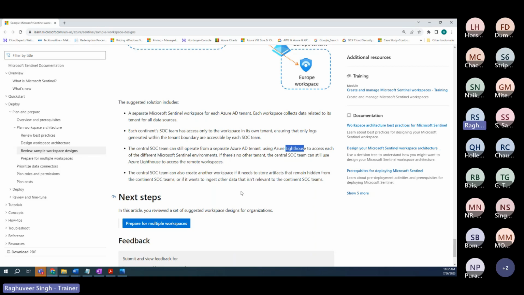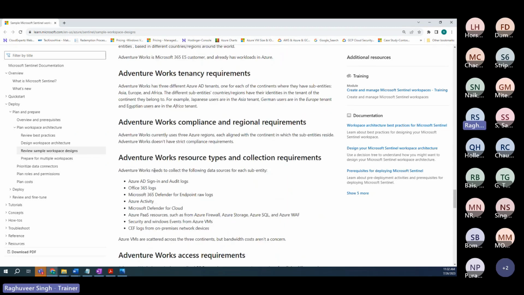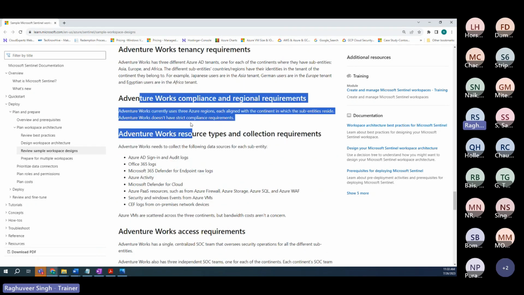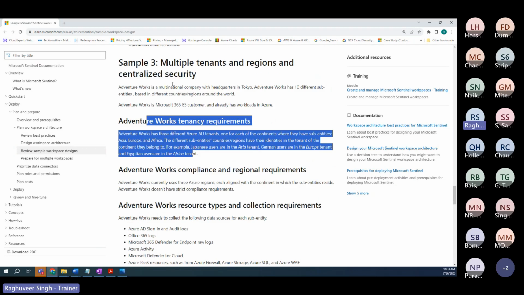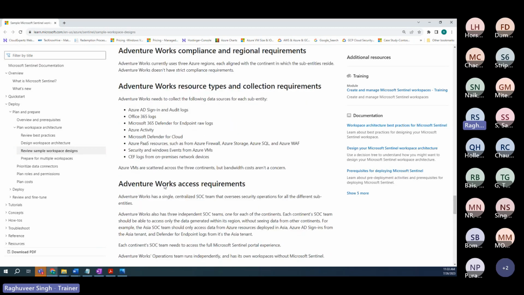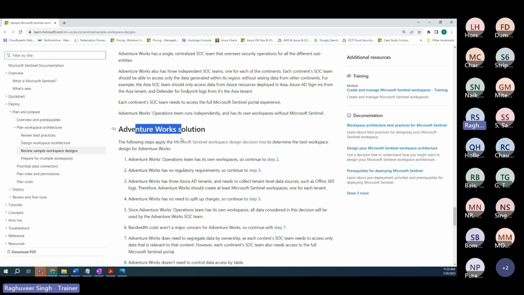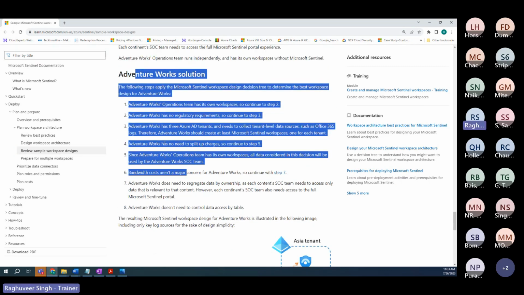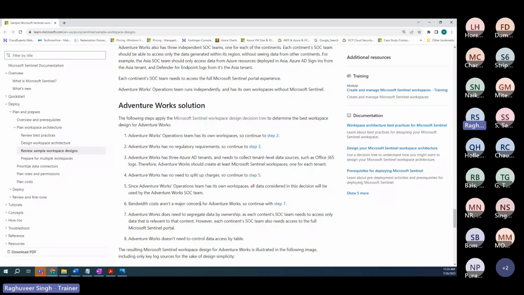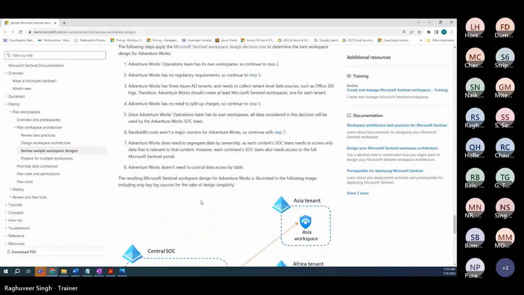which means tomorrow, if you get into a discussion with a new potential customer and come across a similar use case, keep these scenarios in mind and ask the relevant questions to the customer, so that you will be able to gather the requirements the way they have been gathered here: type and collection requirements, regional requirements, tenancy requirements. So you will be able to gather the relevant requirements and put together the solution. And the solution will be based on the decision tree that I have shown you.